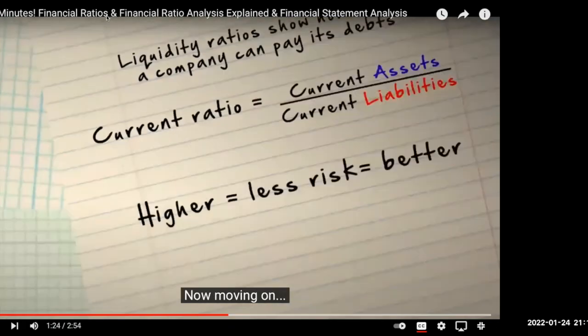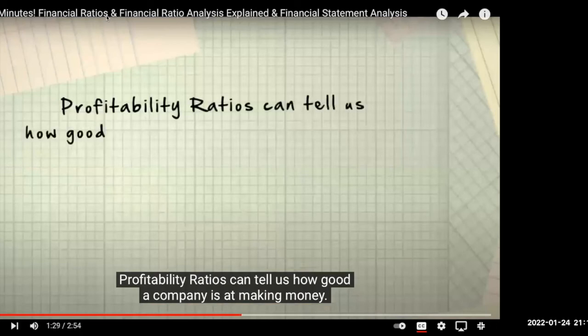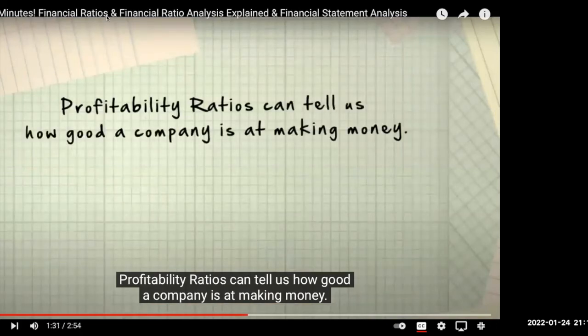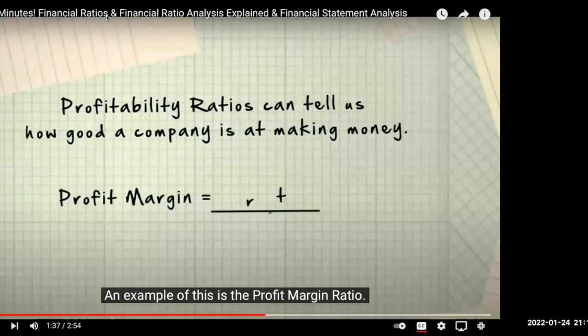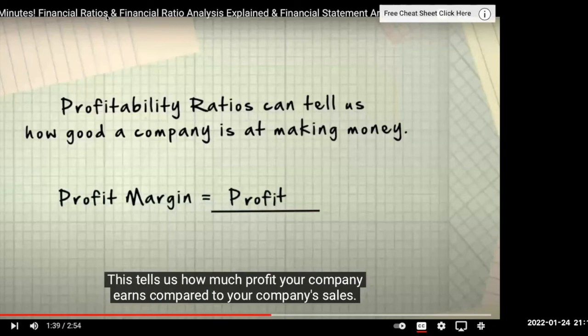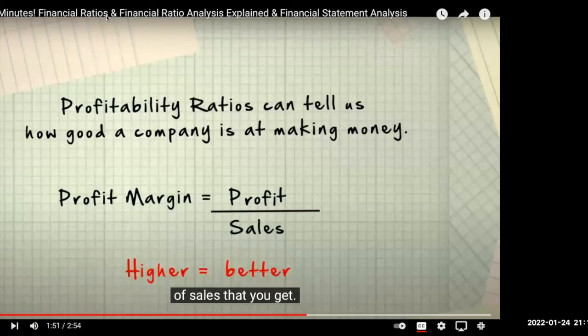Now moving on, profitability ratios can tell us how good a company is at making money. An example of this is the profit margin ratio. This tells us how much profit your company earns compared to your company's sales. Normally, a higher number is better because you want to earn more profit for every $1 of sales that you get.